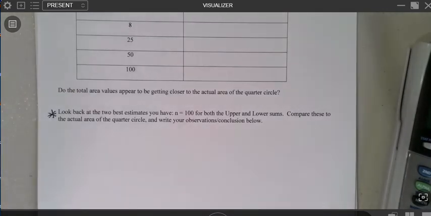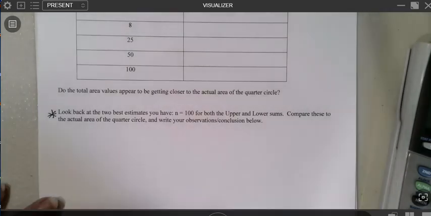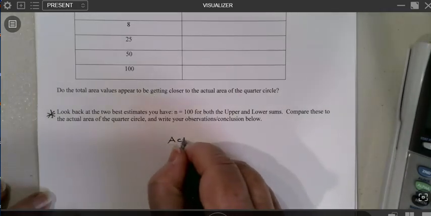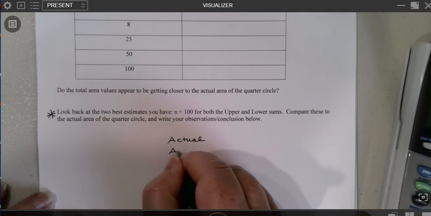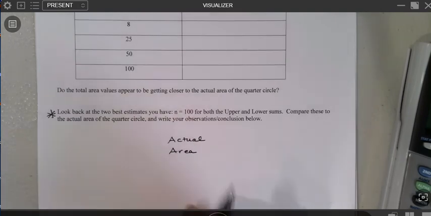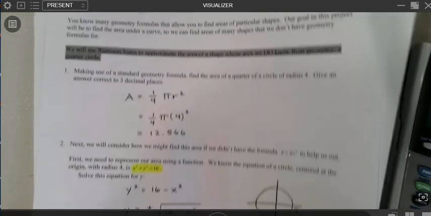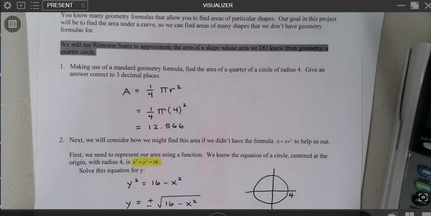So look back at the 2 best estimates you have. That would be the n equal 100 estimates for both the upper and lower sums. And compare these to the actual area of the quarter circle. What I really want you to notice here is our actual area, remember way back in the beginning, was 12.566.